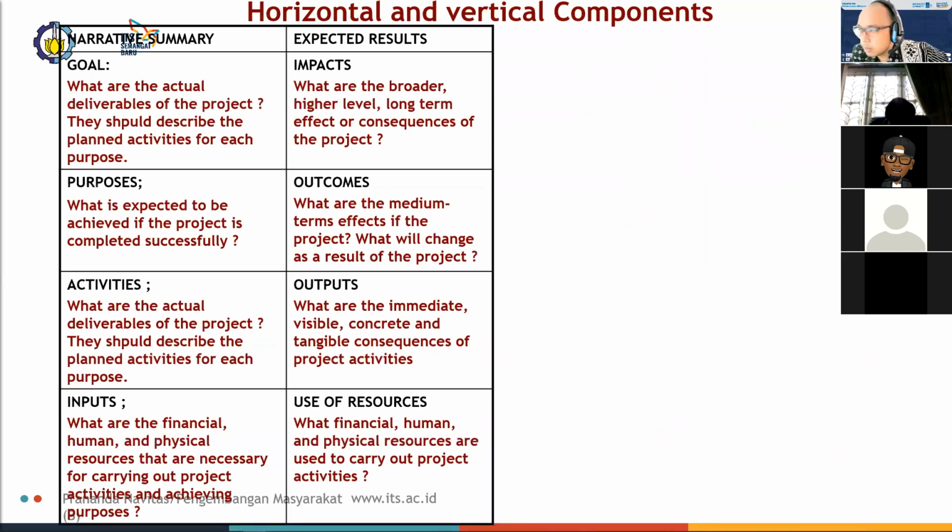So again, these are the horizontal and vertical components. The goal, impacts, purposes, outcomes, activities, outputs, inputs, and the use of resources. So in the inputs section, what are the financial, human, and perhaps even physical resources that are necessary for carrying out the project activities and achieving the project purposes? And then in the use of resources or the use of inputs, what and how would these resources or these inputs be put to good use?